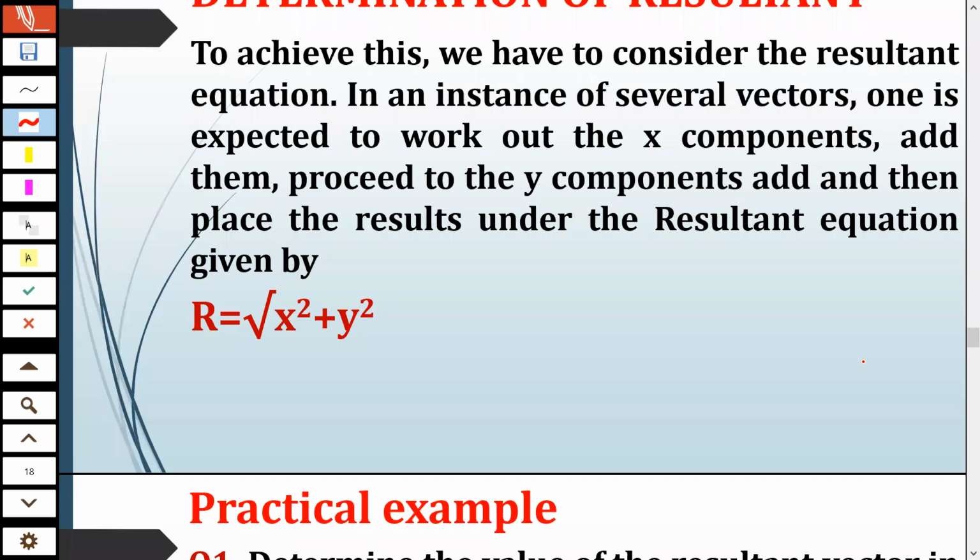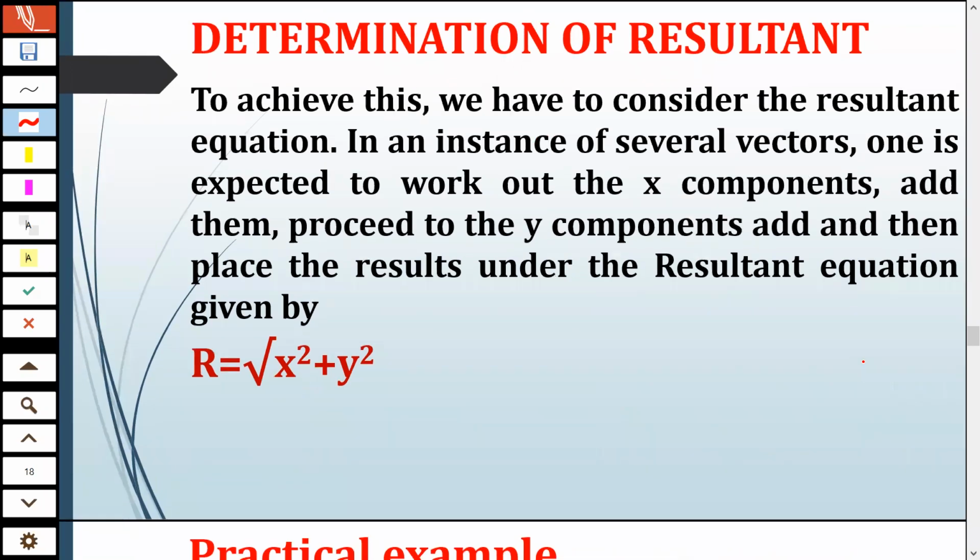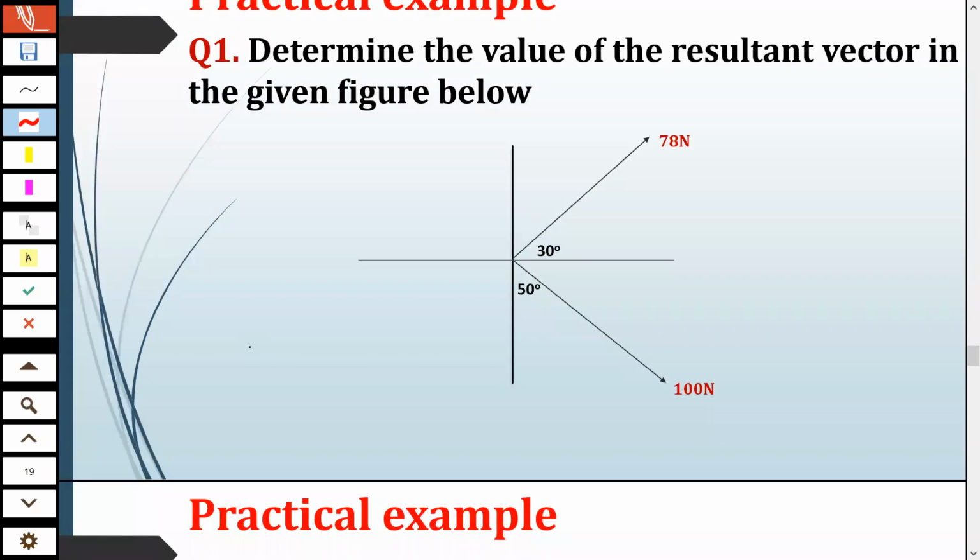Okay, to achieve this, the one is determining the resultant. To achieve this, we have to consider the resultant equation. So this is the resultant equation. And then this x and this y are simply the summation of forces in the x and in the y. So let's look at this example. We have these two vectors, and they're asking us to determine the value of the resultant vector given in this figure below.